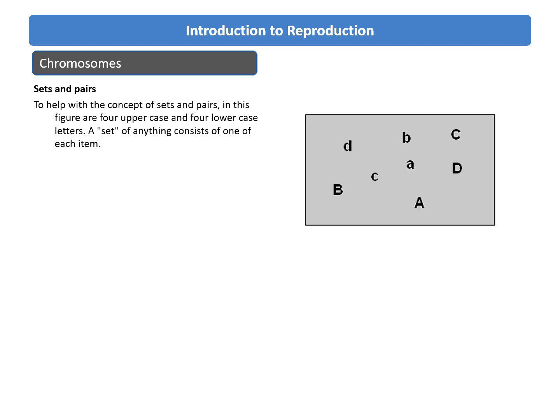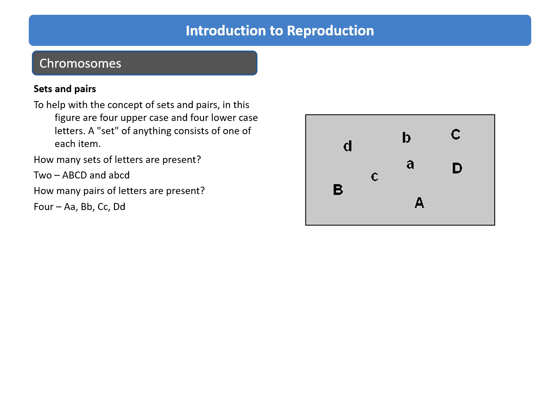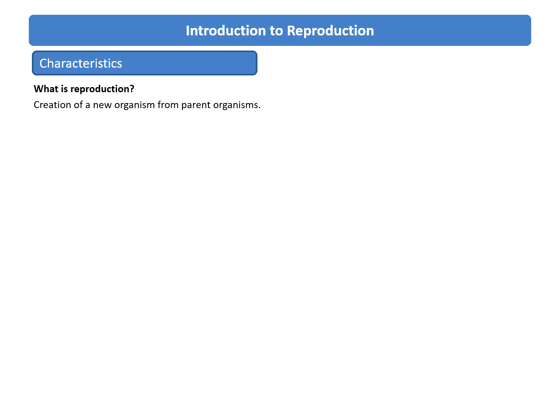To help with the concept of sets and pairs, let's look at this figure. There are 4 uppercase and 4 lowercase letters. A set of anything would consist of 1 of each item. How many sets of letters are present? 2. Capital A, B, C, and D, and lowercase a, b, c, and d. How many pairs of letters are present? 4. Capital A, small a, capital B, small b, and so forth.